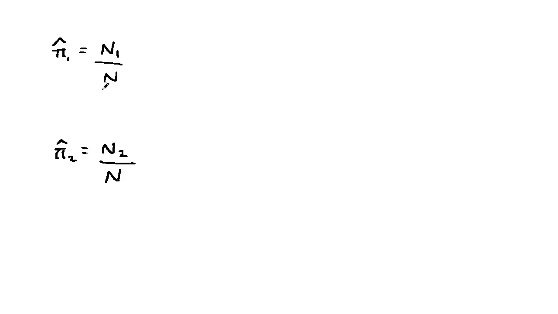Pi 1 hat is given by n1 over n. So that's equal to 3 over 6, and that's 1/2. Pi 2 hat is n2 over n, so that's 3 over 6, and that's 1/2.